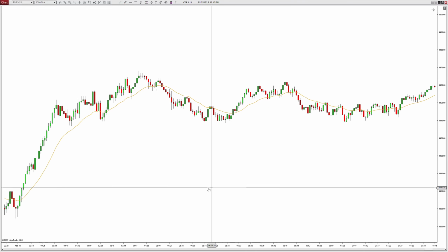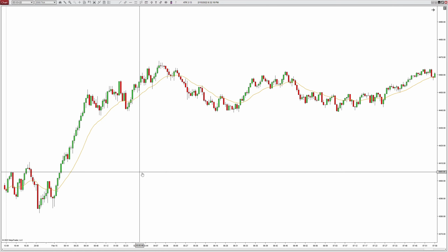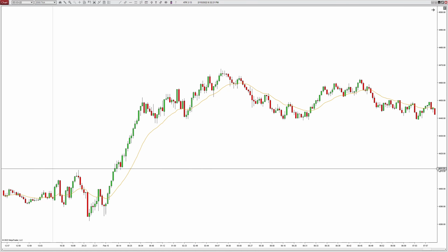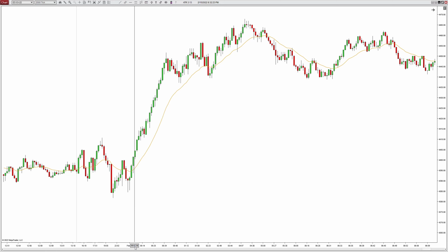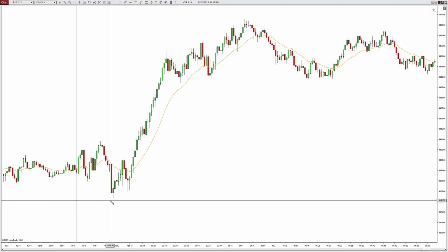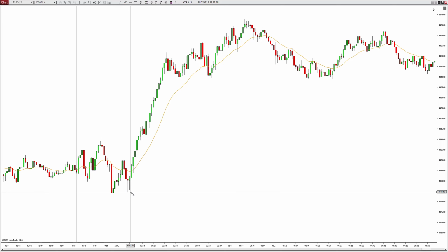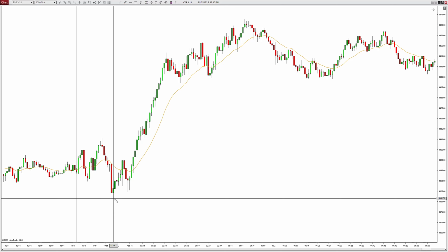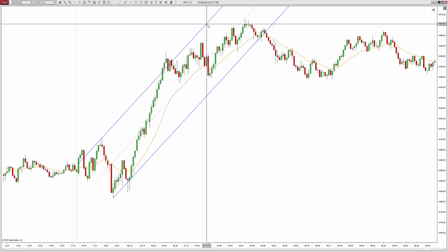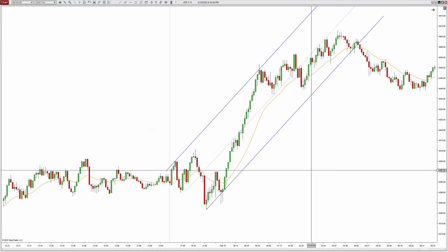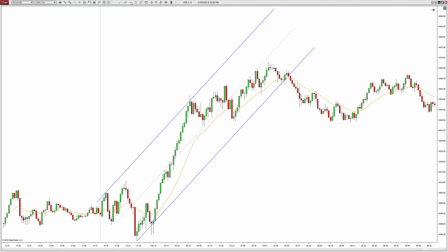So let's get started. We got a nice blank chart here. All right, so obviously February 15th is right here, and if you notice, we got the first two swings right here. 1, 2 legs up, then a correction, and your second swing right there. So go ahead and draw a trend line there, and see if it holds.